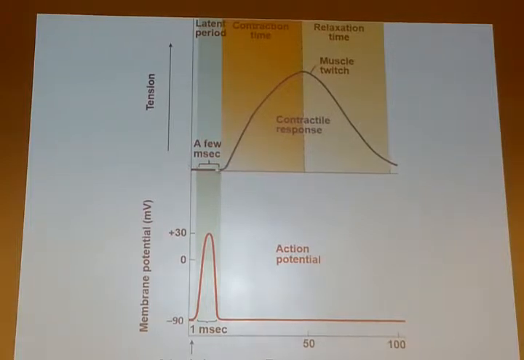So the action potential is over, calcium starts to come out, cross bridges start to be formed, cross bridges will continue to be formed, and you will reach the peak of the muscle tension. And by the time you're reaching the peak, what is generally happening?